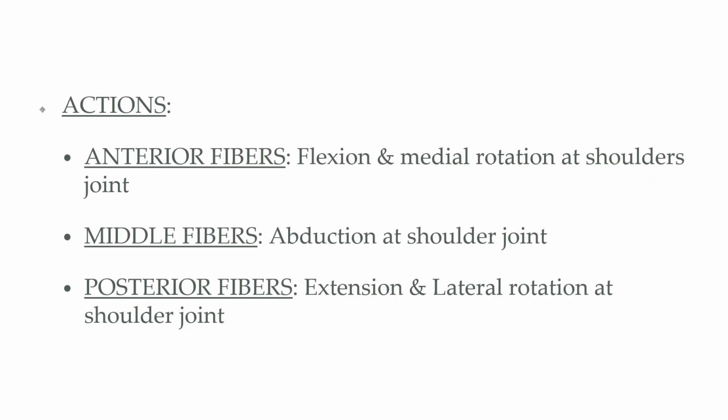Now let us talk about the actions of the deltoid muscle. All the fibers, the anterior, middle and posterior fibers, contract to bring about movement at the shoulder joint. The anterior fibers of the deltoid contract to cause flexion and medial rotation of the arm. The middle fibers contract to cause abduction at the shoulder joint, and the posterior fibers of the deltoid, when they contract, result in extension at the shoulder joint and lateral rotation of the arm.